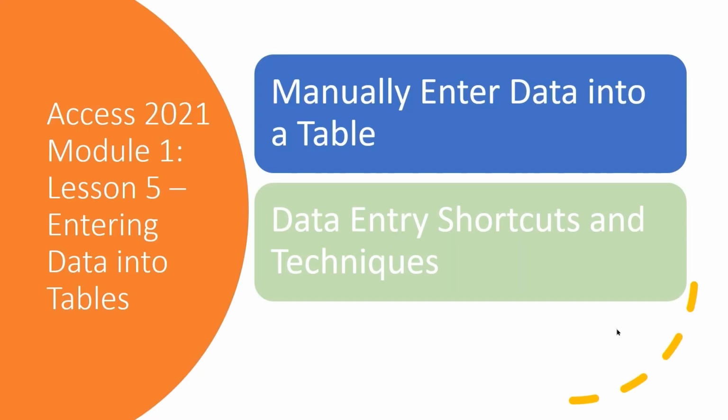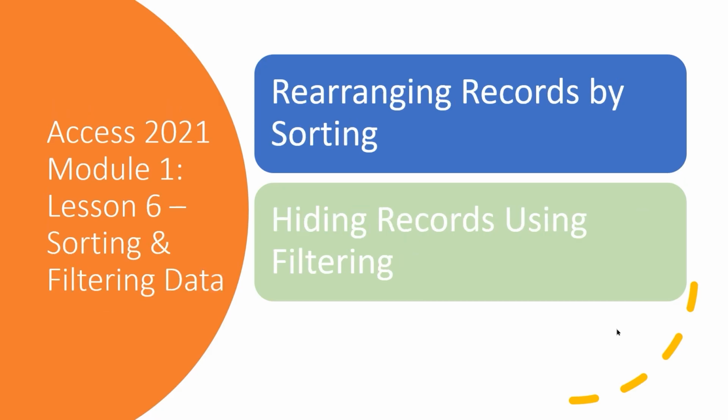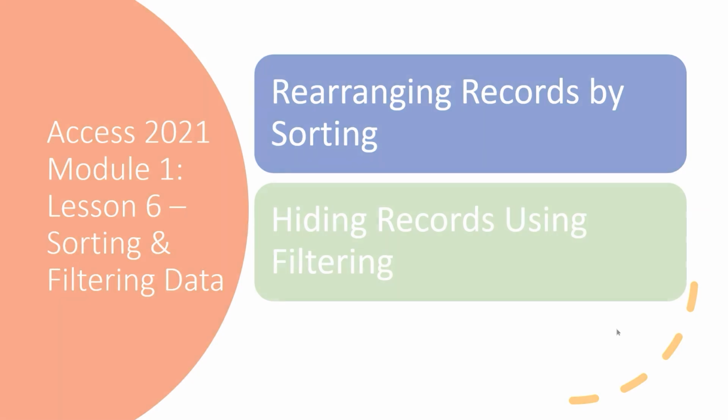So moving on in this module, we're getting ready to manually enter data into a table. We're only going to enter a couple of records. And then you're going to learn some other data entry shortcuts and techniques that we'll use to populate the tables that we created, as well as to create new tables that are already populated. After that, we'll learn how to sort and filter our table data in Access.